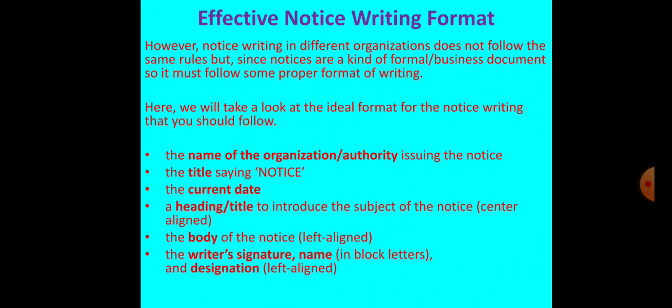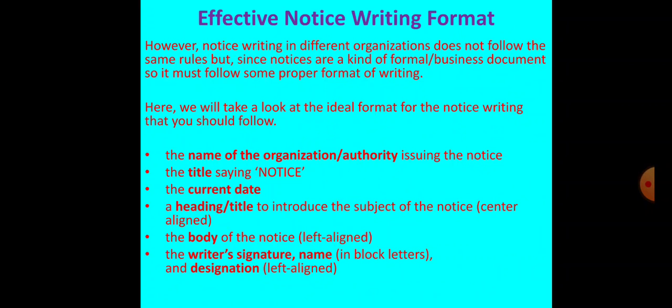The first one is the name of the organization or authority who is issuing the notice, then the title saying notice in bold, then the current date, after that a heading or title to introduce the subject of the notice, which should be centrally aligned. After that the body of the notice, which should start from the left side. Then we have the writer's signature and name, which should be in block letters, and designation, which should be left aligned.